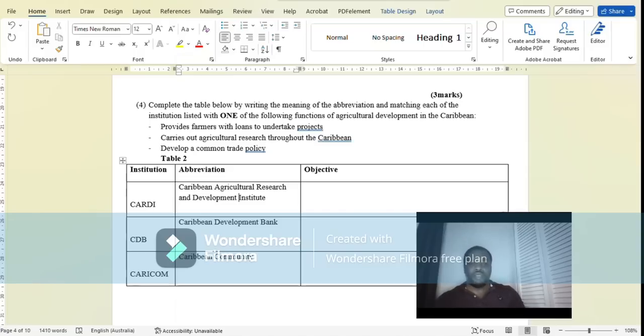Now, CDB, the Caribbean Development Bank. Once you think about a bank, you think about a loan, you think about money, and so they should be there to provide farmers with loans. They also have persons who are experts working with them. So it's not just to say you want a loan. As a matter of fact, one of the things you may ask is, what are some of the requirements for a loan to be offered to you?